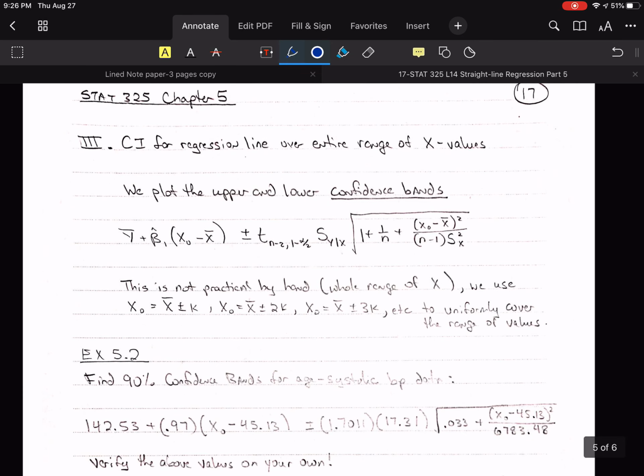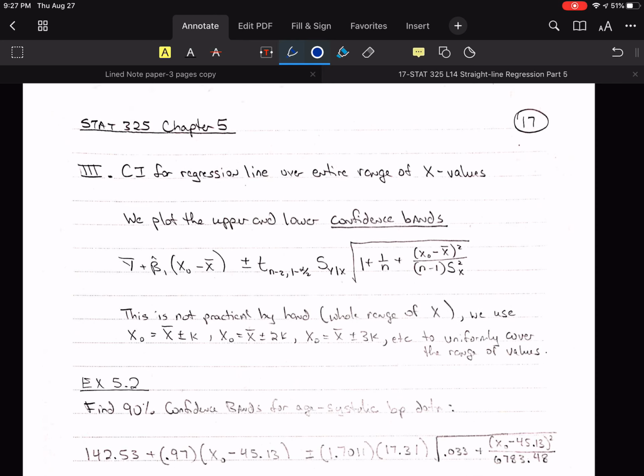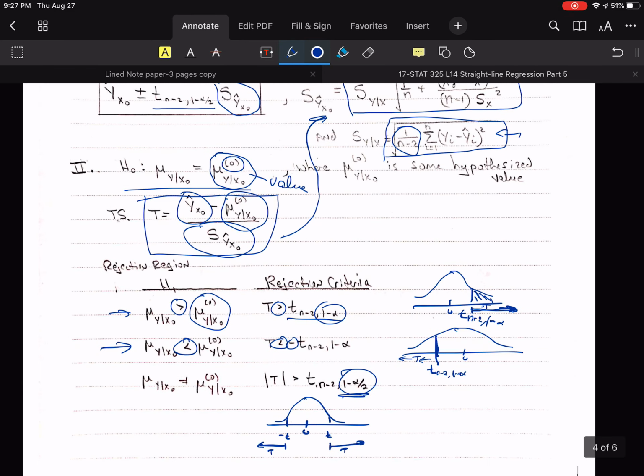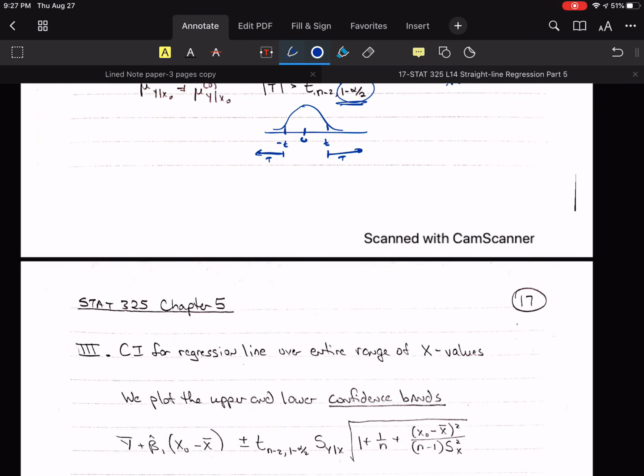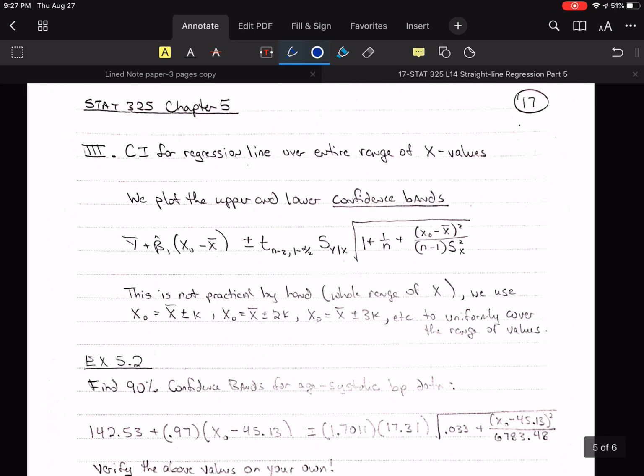Now, the confidence interval for the regression line over the entire range of x values. We're going to plot the upper and lower confidence bands. So I was jumping ahead of myself earlier. Up here, we're doing it for the mean value, okay? So this is for one fixed value of x naught, or x, we're doing this test. Here, we're doing a confidence band for the whole line. And again, it's tedious. The calculation's pretty long, but there's a way to make it a little easier if you're doing it by hand. So here is the confidence interval.